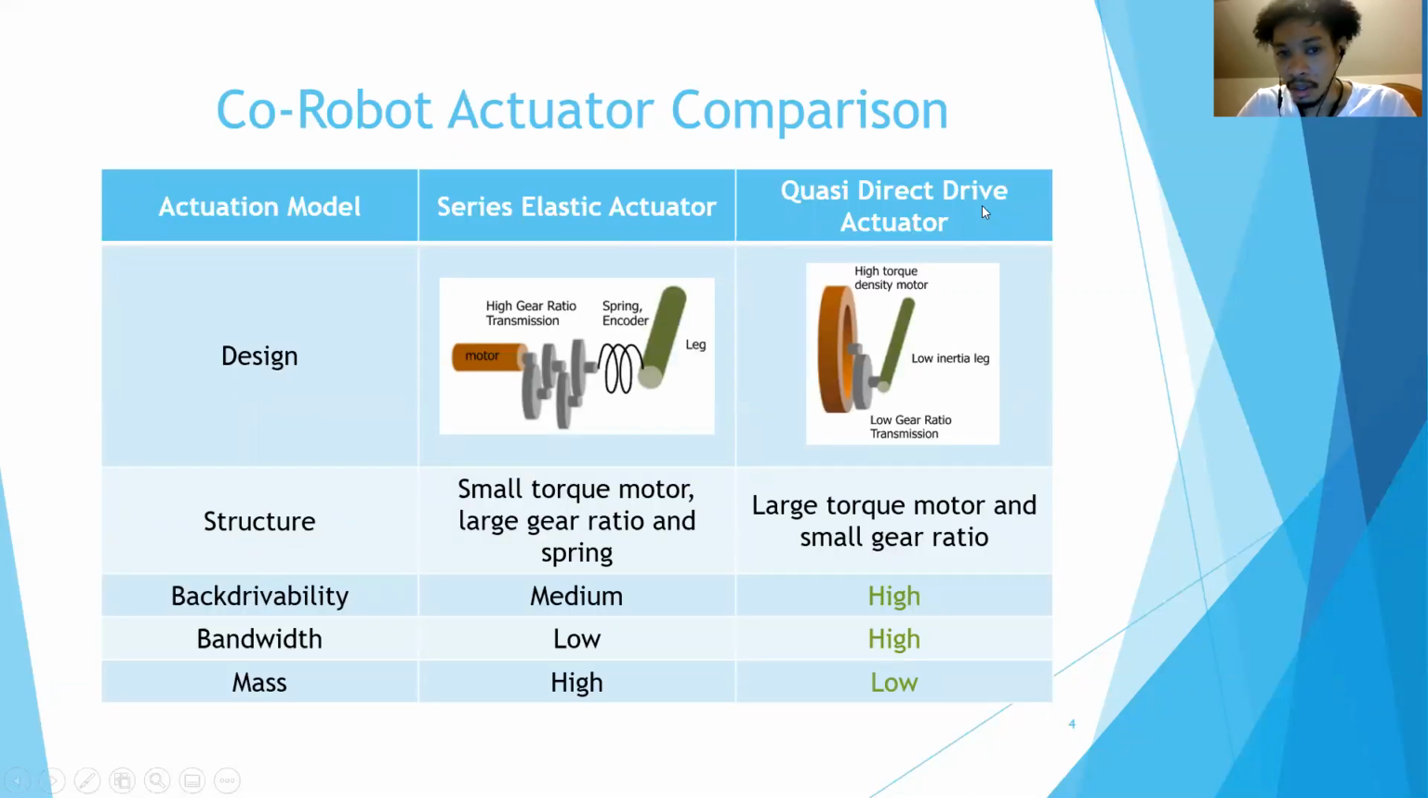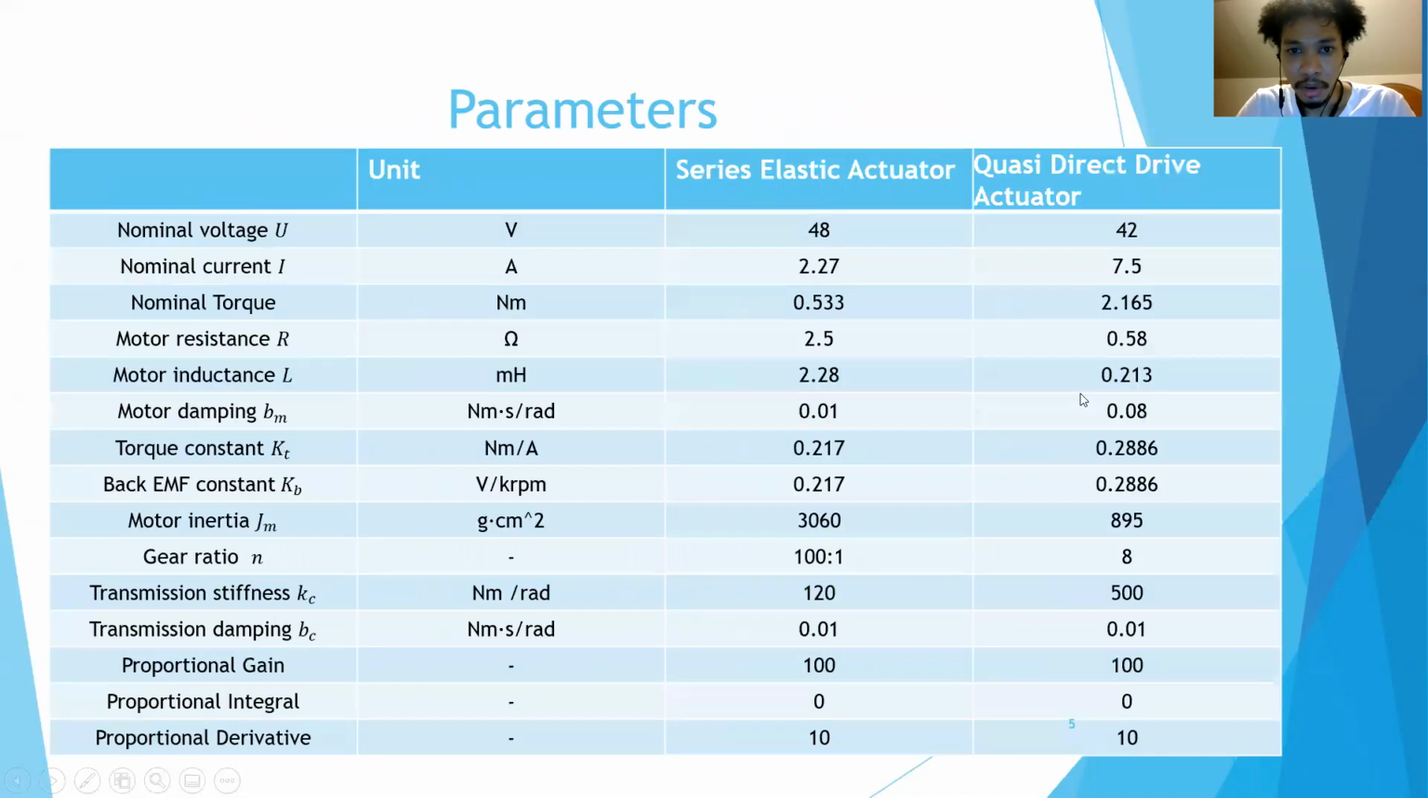Okay, so now we get a good comparison of the two actuators that I mentioned, the two models. The quasi-direct drive actuator compared to the SEA, the QDD doesn't have a spring. It also has a larger torque motor as well as a smaller gear ratio. And we can see how it stacks up against each other. The QDD has high backdrivability, high bandwidth, and low mass. But we'll take a look at the results of it later on.